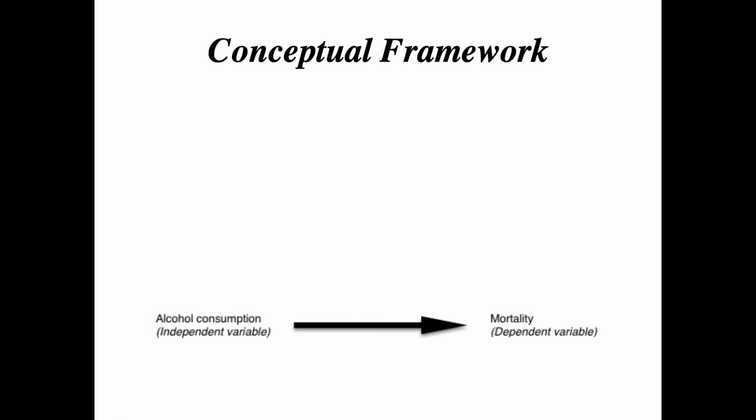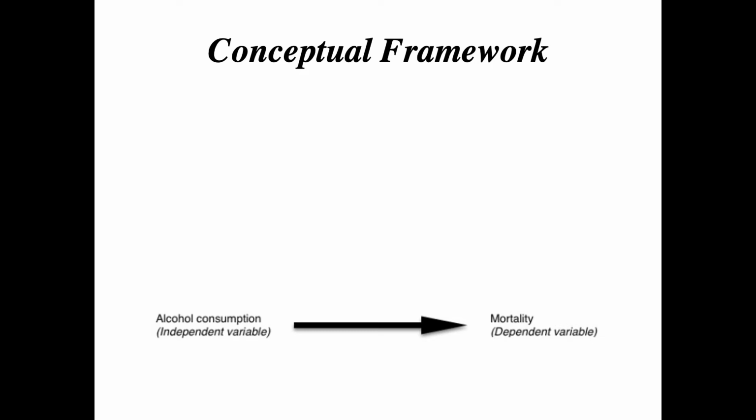Okay, so let's have an example first. Let's say you've already constructed your research question, and that research question is: what is the effect, among a certain population of patients, of alcohol consumption on mortality? Once you start constructing your conceptual framework, you've identified alcohol consumption as your independent variable, which you hypothesize is affecting mortality, your dependent variable.